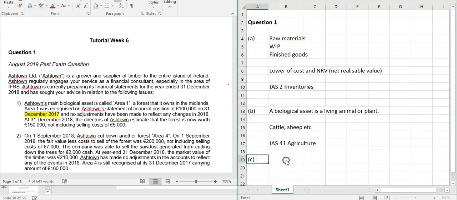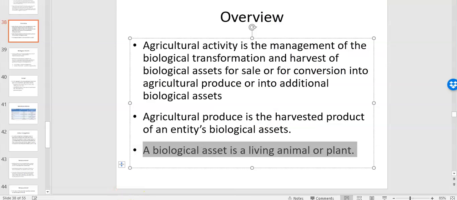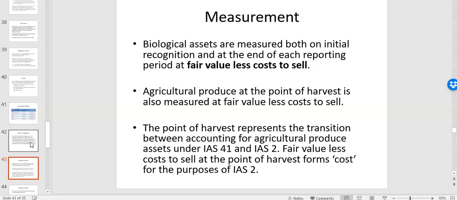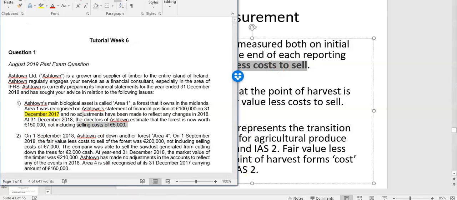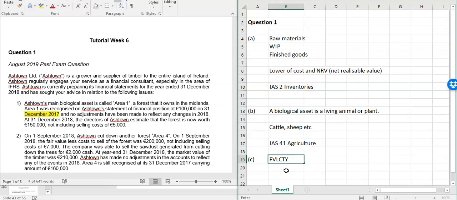So the question is, how do we value biological assets under IAS 41? And if we come back here in terms of the accounting, biological assets, this is slide 43 in your notes on Loop, is fair value less cost to sell. So you're always measuring them at the fair value less cost to sell. So if we come back here to the question, the fair value less cost to sell at the end of this year is 145. Fair value less cost to sell, 31st of the 12th, 2018, is 150,000 minus 5,000, which is 145,000. So that is an increase of 45,000 over 2017 fair value less cost to sell.